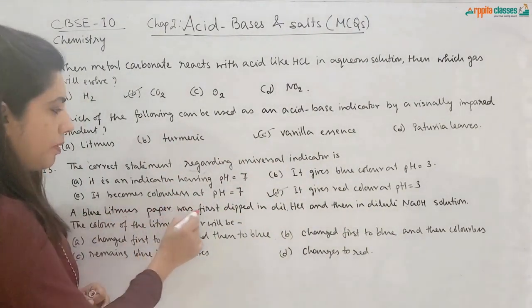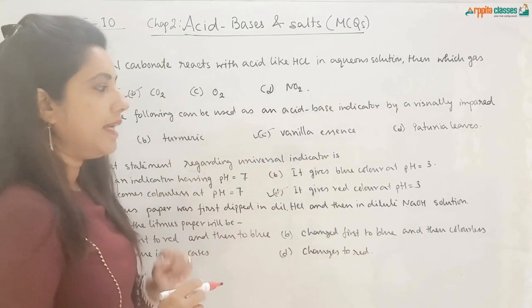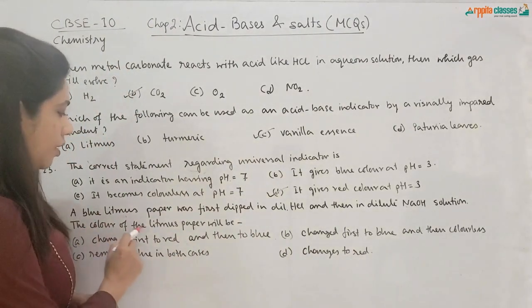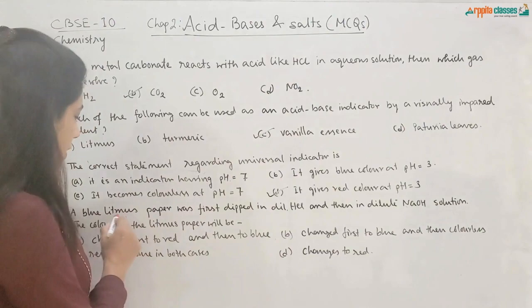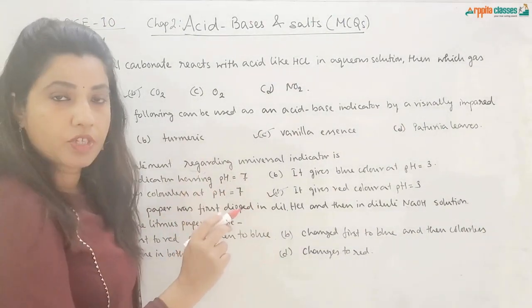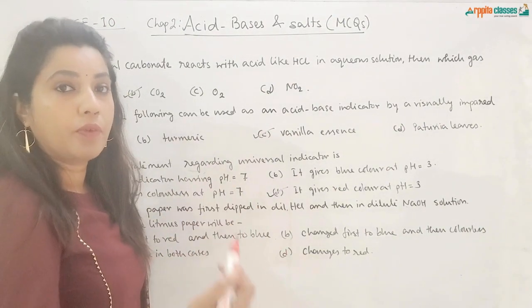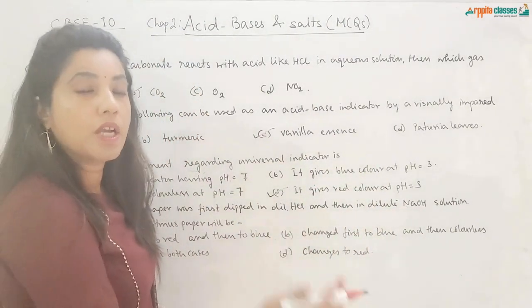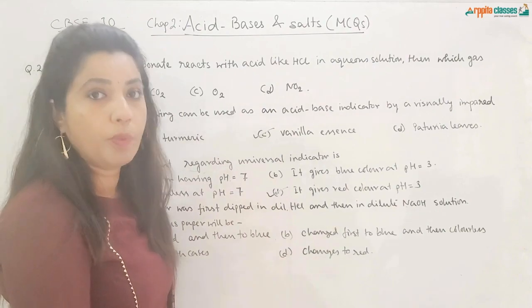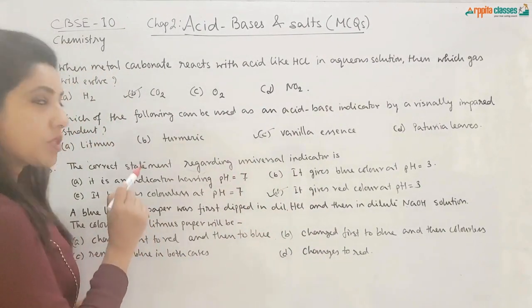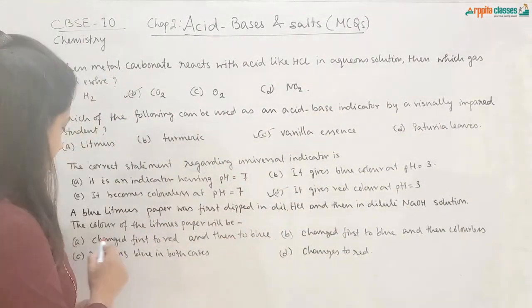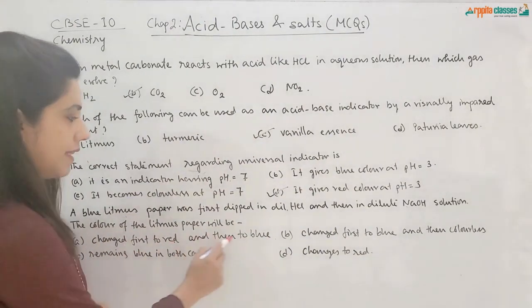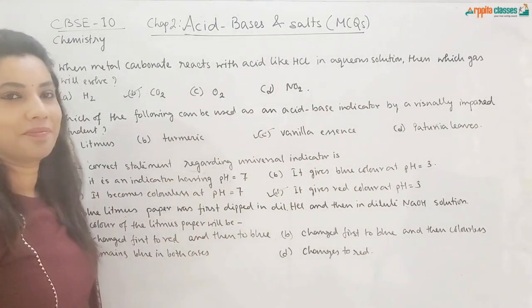A blue litmus paper was first dipped in dilute HCl and then in dilute NaOH solution. The color of the litmus paper will be. So if a blue litmus paper is dipped in HCl, which is an acid, the blue litmus will convert into red, and then it is dipped in dilute NaOH, which is a base. So the red litmus again will convert into blue. So the color change will be blue litmus to red and then red to blue. Let us see the option, change first to red and then to blue. This is the right option.